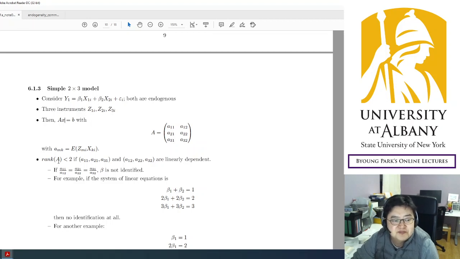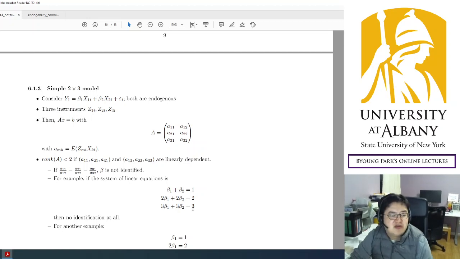The rank, by definition, you have 2 columns. If the first column and the second column are linearly dependent, then the rank is less than 2. There is no full column rank. That is the case when beta is not identified. I told you that beta is identified if and only if rank equals 2, because there are two unknowns. You need to have a rank of 2, and that's necessary and sufficient.